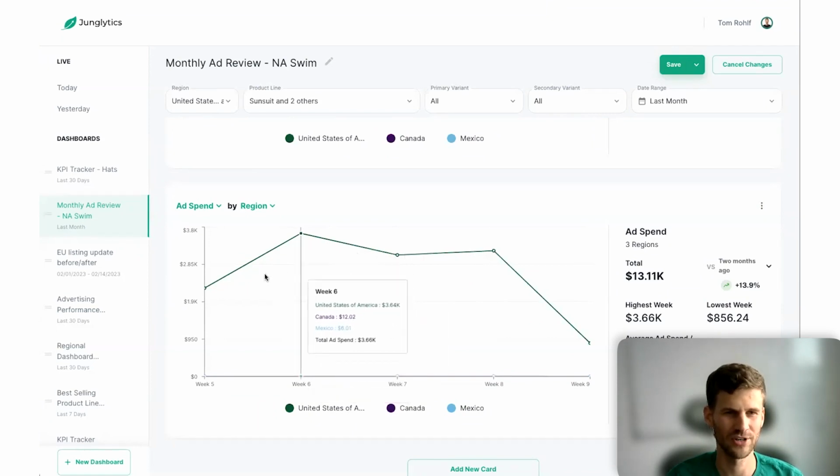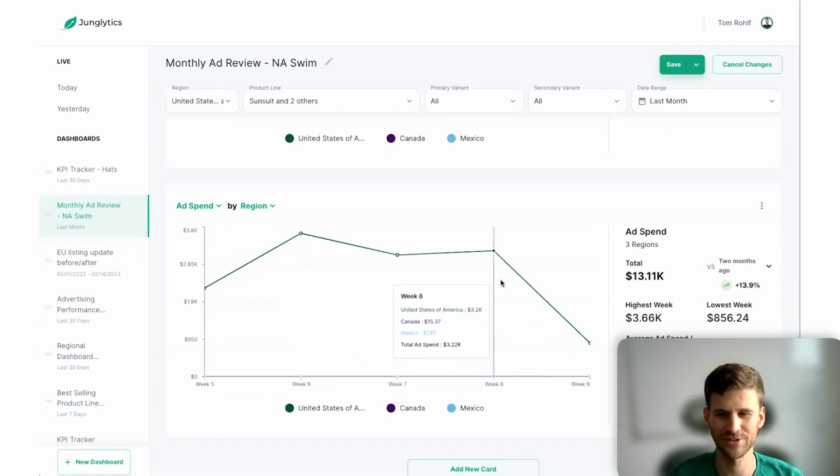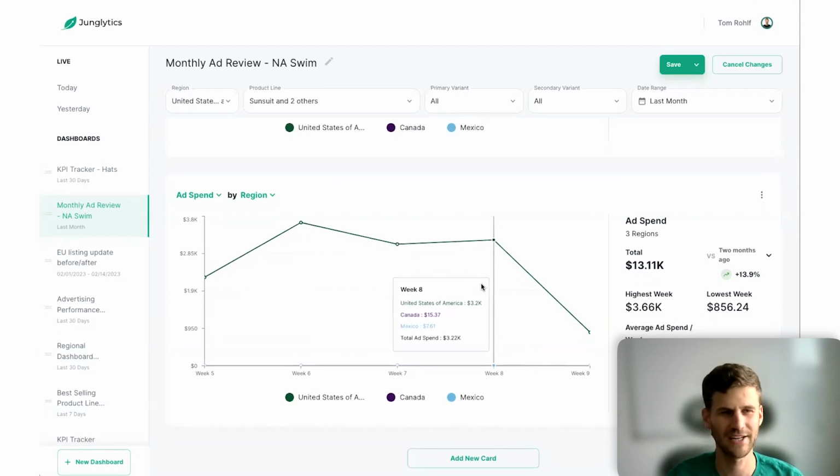So we keep this card at the bottom of this dashboard in order to be able to keep an eye on that. Any questions on that dashboard, or anything that you thought you might see?